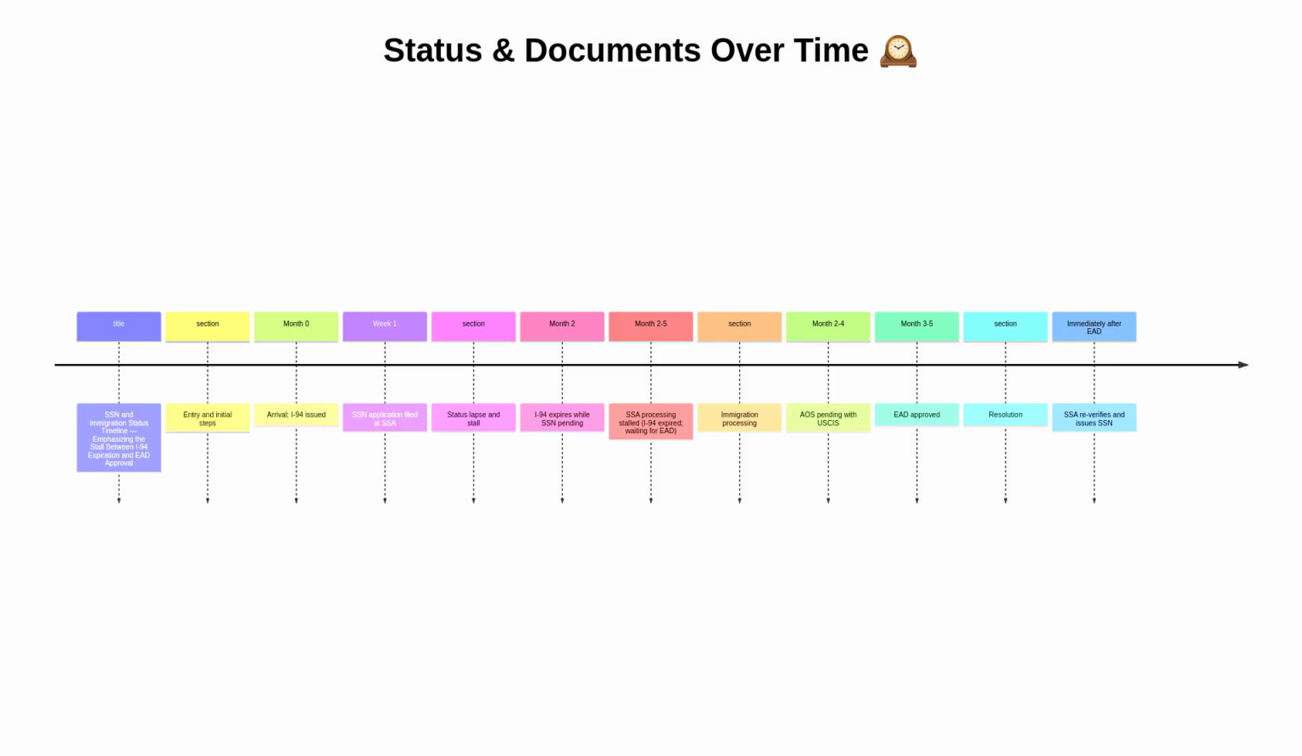This timeline shows how events typically unfold. First, at arrival, the I-94 is issued, and shortly after, the applicant files for an SSN. Next, if the I-94 expires while SSA is still processing, a stall occurs because SSA requires current authorization. Meanwhile, the adjustment of status is pending with USCIS. Then, once the EAD is approved, SSA can re-verify and proceed to issue the SSN. The key insight is that the gap between expiration and new authorization often determines the length of the delay.